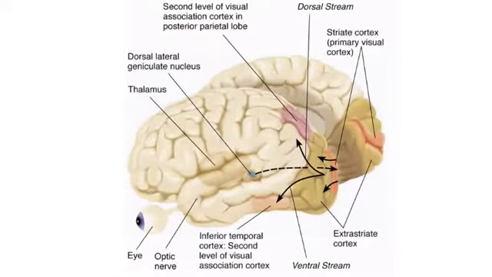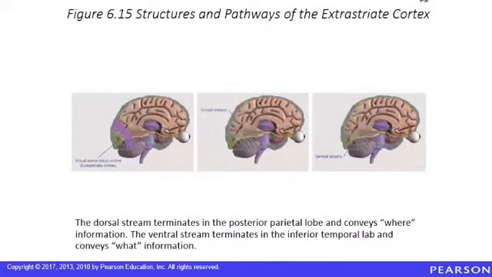This is again a little diagram showing the striate cortex projecting into the extrastriate cortex, with the dorsal stream projecting up to the posterior parietal cortex, and then the ventral stream going down to the inferior temporal cortex. So that's sort of the second level of the visual association cortex. And this is just another diagram of the what and the where system.